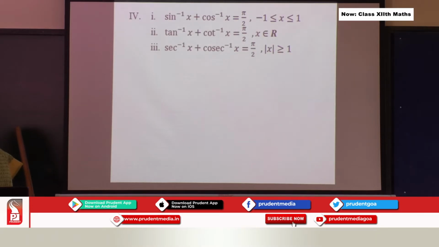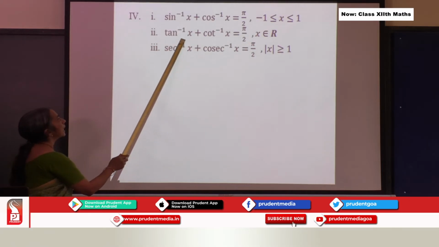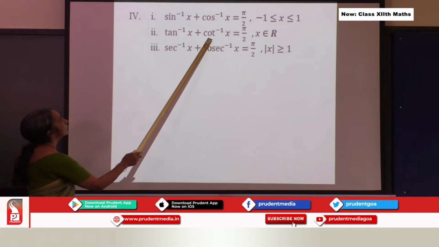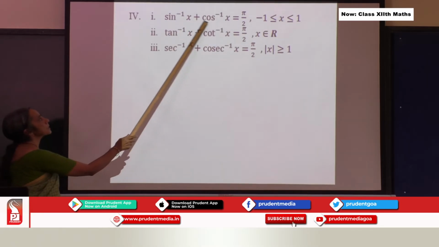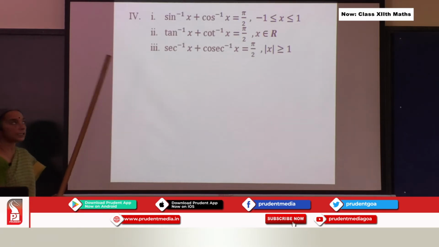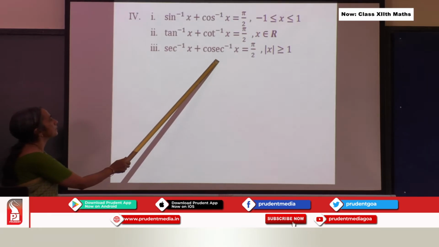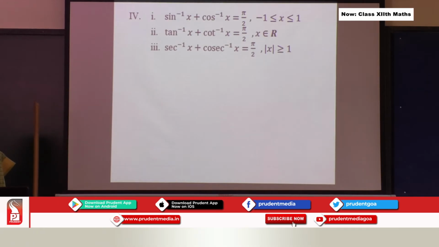Next set of properties: sine inverse of x plus cos inverse of x is pi by 2. Tan inverse of x plus cot inverse of x is pi by 2. Sec inverse of x plus cosec inverse of x is pi by 2. Let us see the proof of the first one, step by step.